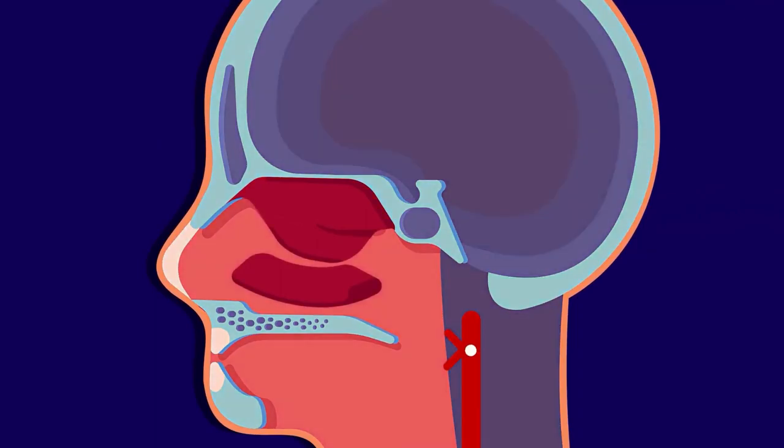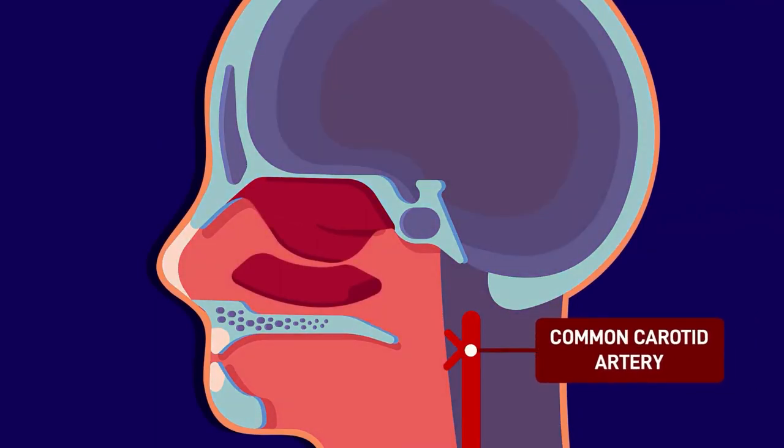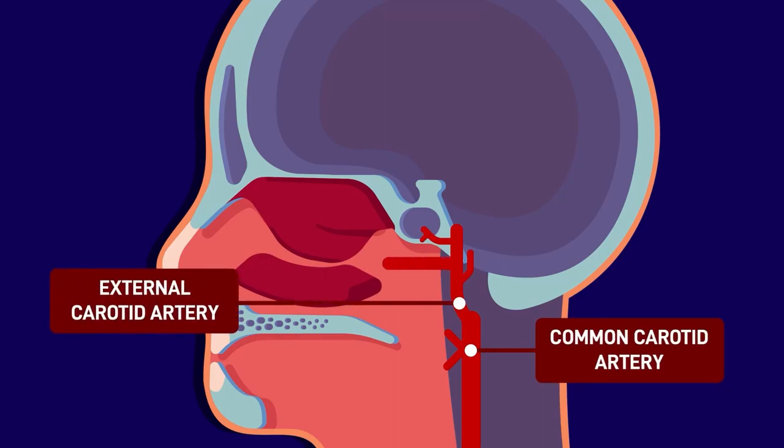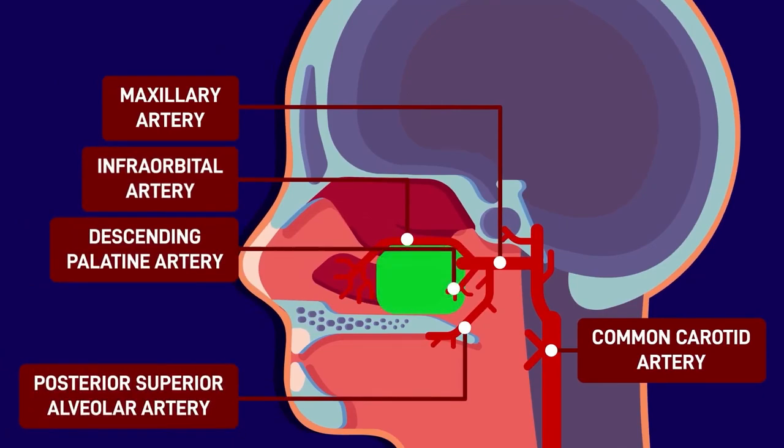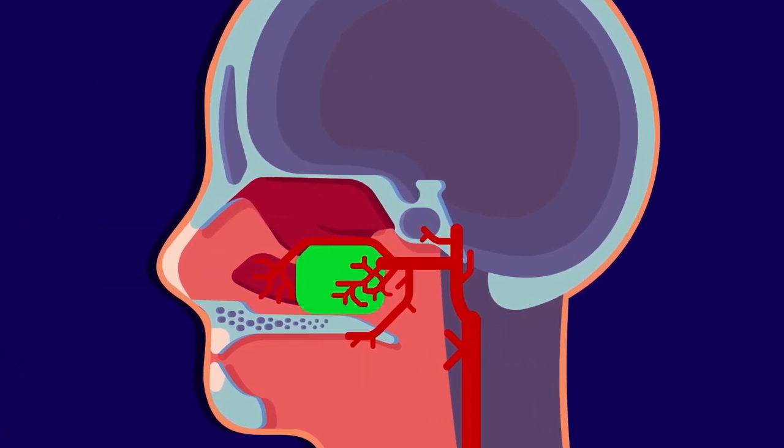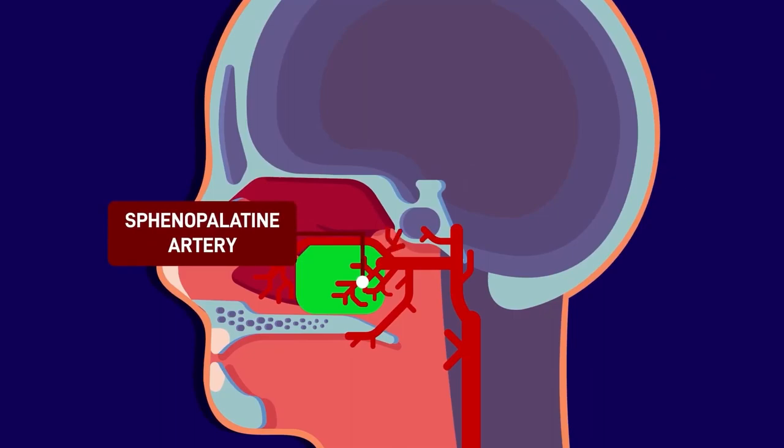The arterial blood supply starts from the common carotid artery in the neck area, which branches into the external carotid artery. It gives rise to the maxillary artery, whose branches supply the maxillary sinus. It also branches into the sphenopalatine artery that supplies the sphenoid sinus.